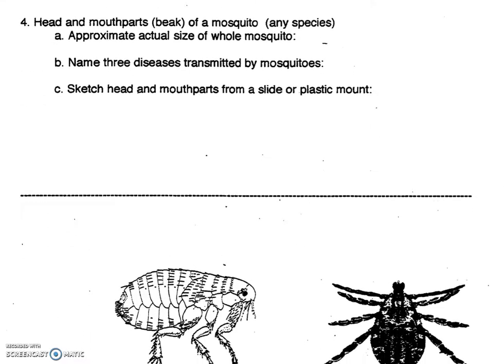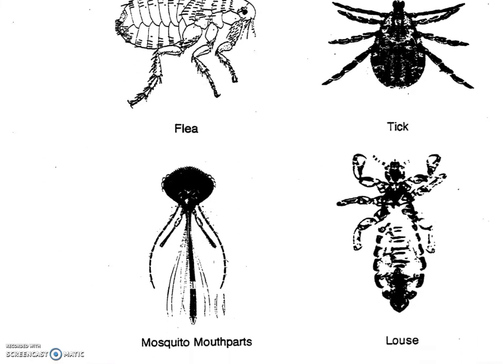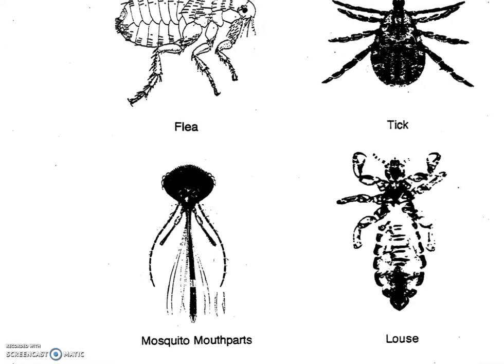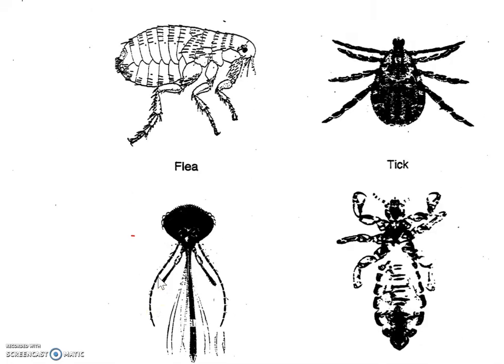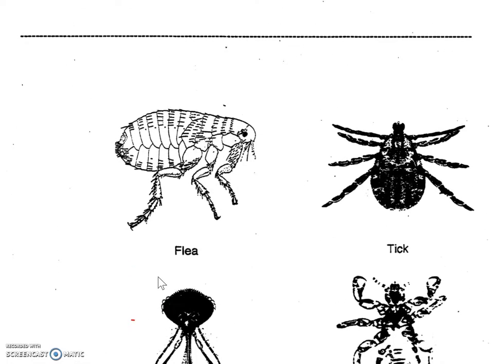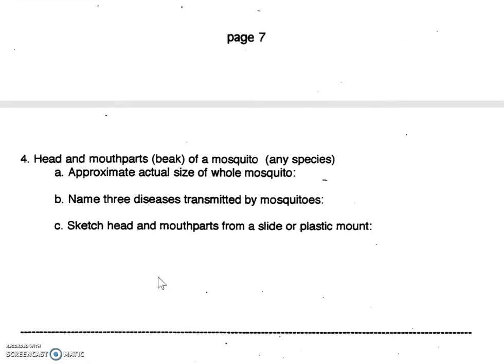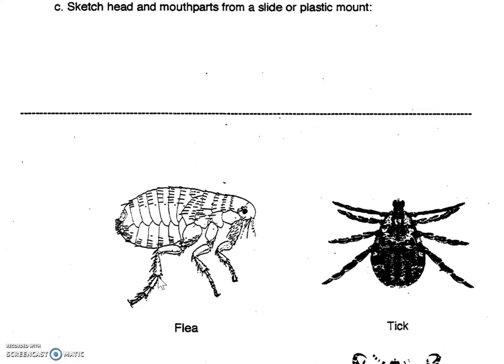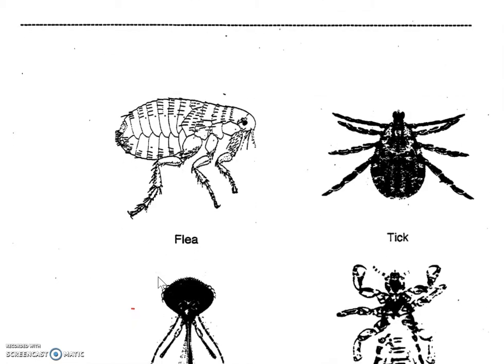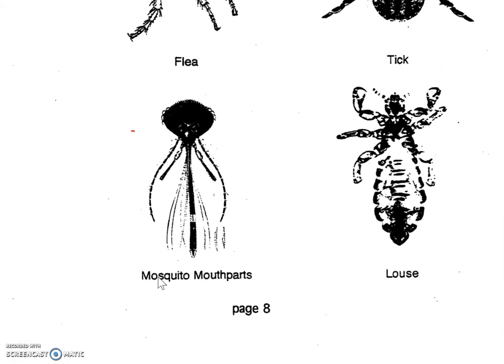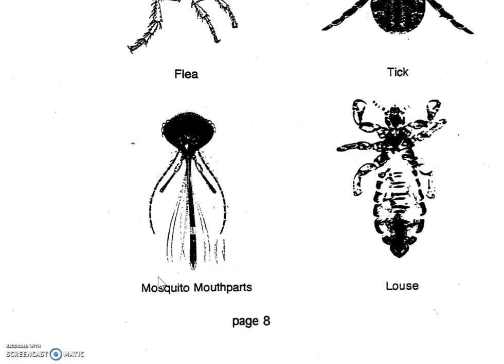So here, the head and mouth part of a mosquito with the sucker. There we have the mosquito mouth part right here. So you can draw that, or you can take this image. For the flea, you can sketch something like this here, or maybe make a copy and transfer it. The tick right here, count the legs. This one has 8 legs, so that will be an arachnid. And then here the louse that can transmit the typhus.